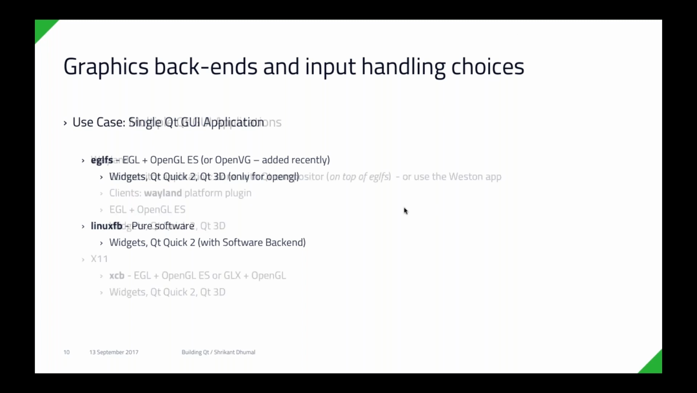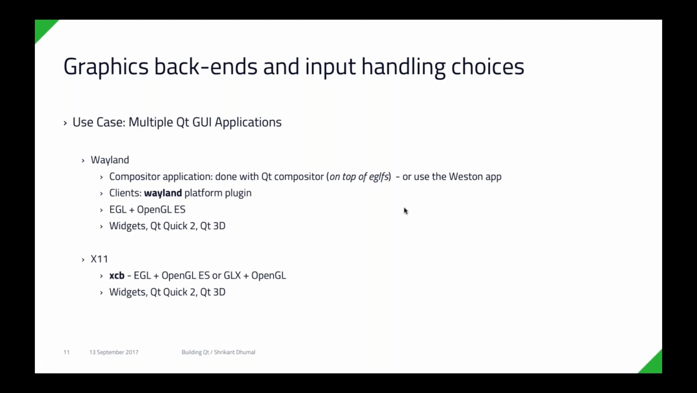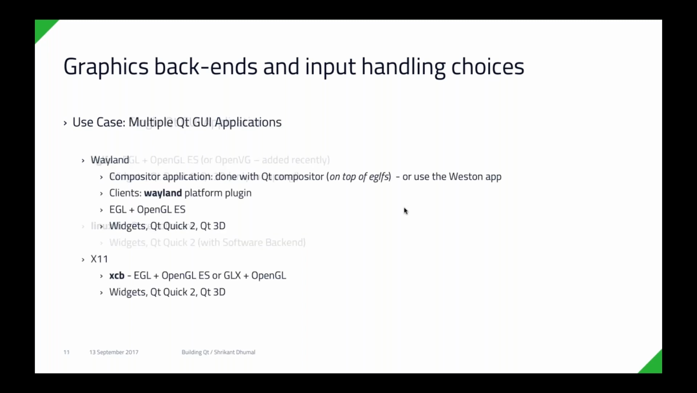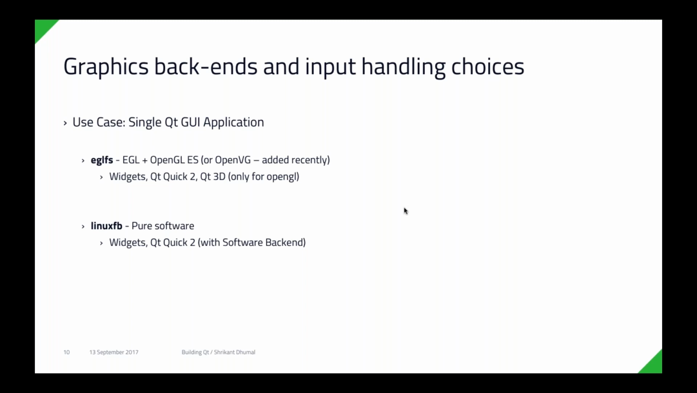For multiple Qt GUI applications, and before I go there, I want to clarify one more thing here. When I say single Qt GUI application, what I mean is you can also run other Qt processes or other processes, but there will be only one process or one application that would be rendering the UI to the screen. There cannot be multiple UI applications. So you could write Qt backend applications which do not necessarily use any of the EGLFS or LinuxFB plugin.